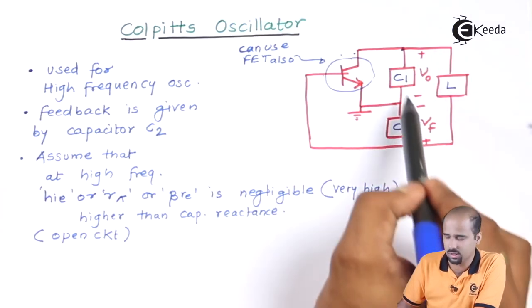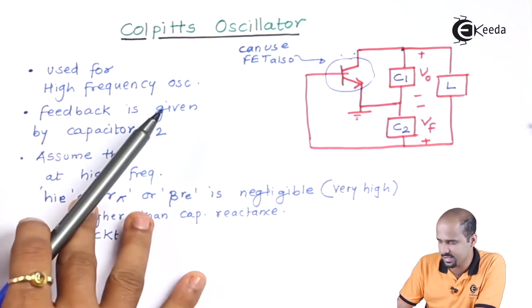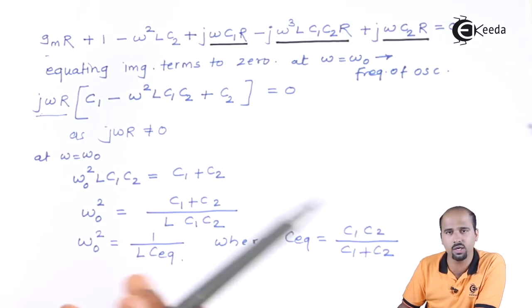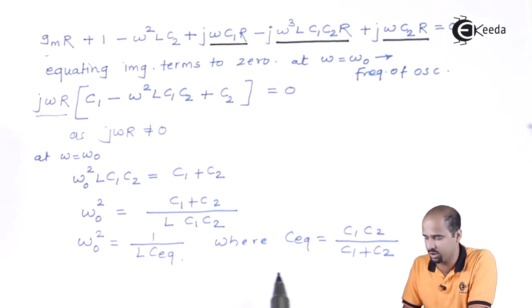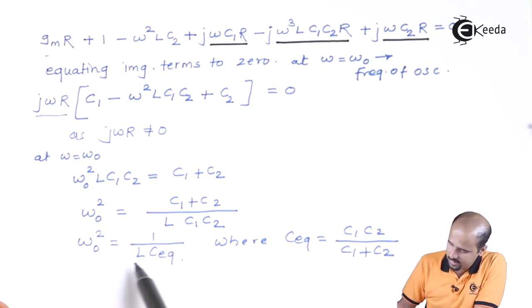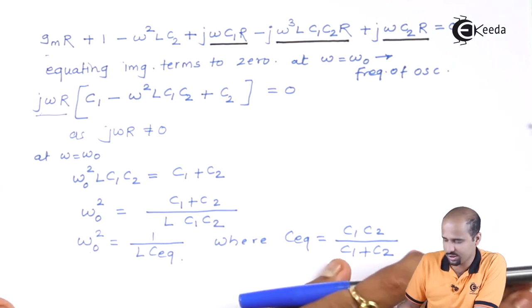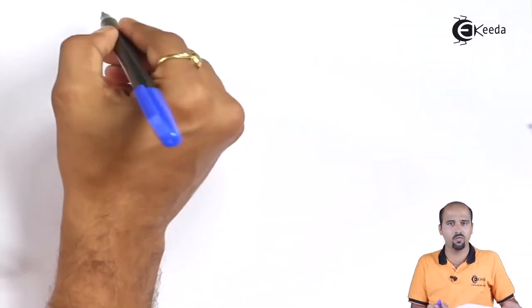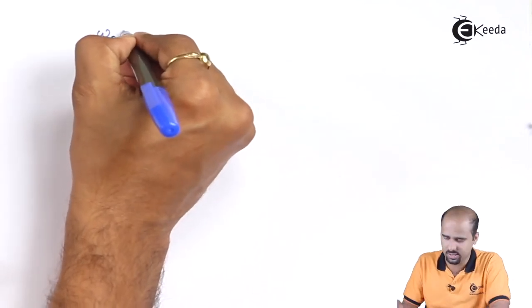In my complete circuit of the Colpitts oscillator, C1 and C2 are there looking like in series combination without the feedback circuit. So I can say this is nothing but the series combination, and whatever I will be getting, that is nothing but the omega 0 square, and from there I will be getting the frequency of oscillation.